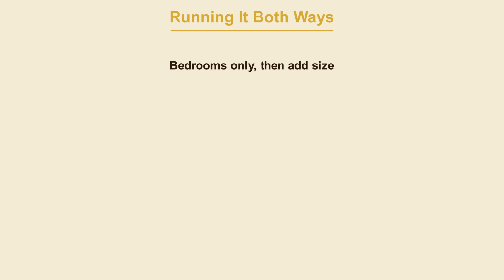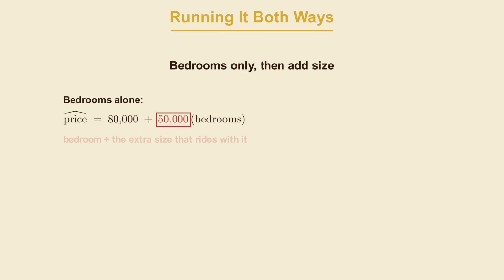First, let's regress on the number of bedrooms by itself. Say that it gives us a fitted line of $80,000 plus $50,000 for each bedroom. So this simple model says a bedroom is worth $50,000. But think about what $50,000 is actually capturing. When you go from a 2-bedroom to a 3-bedroom house, you're almost never just adding a bedroom. You're also adding more square footage. So that $50,000 isn't just the value of a bedroom. It's the value of a bedroom plus the extra size that comes naturally with it.